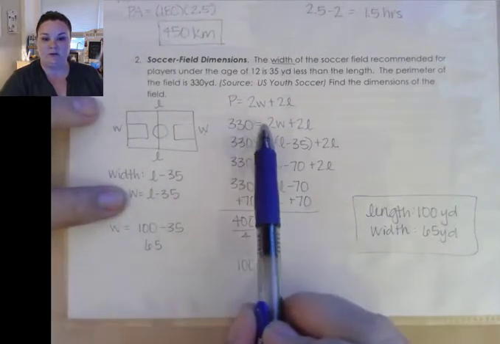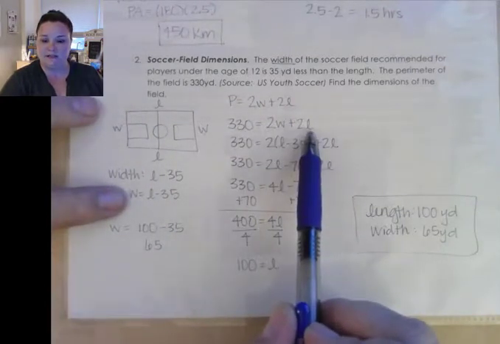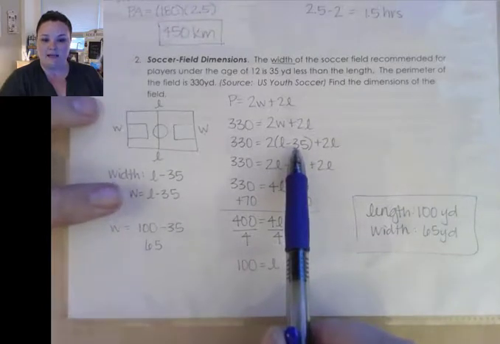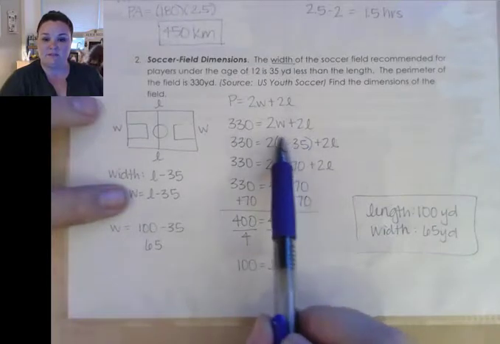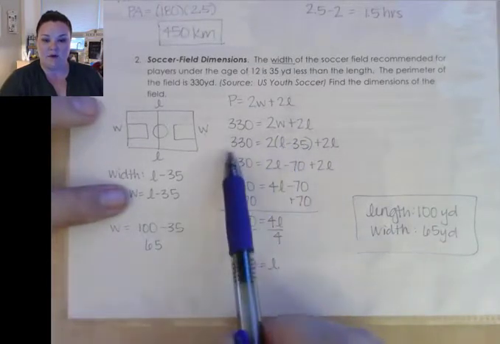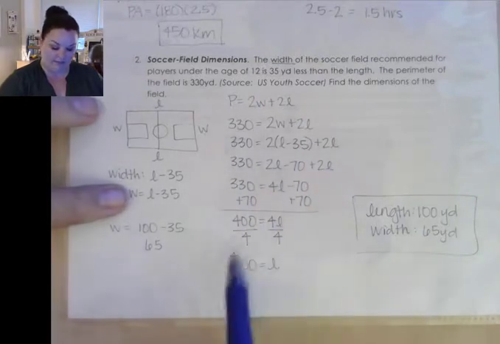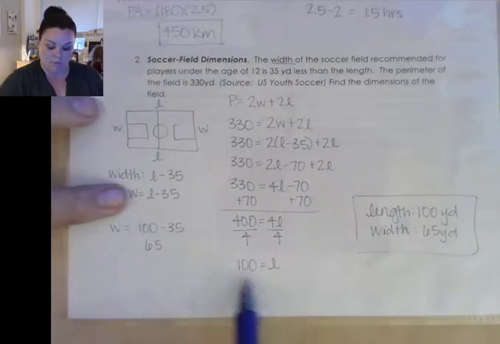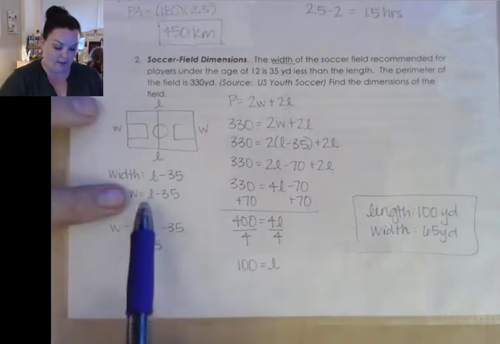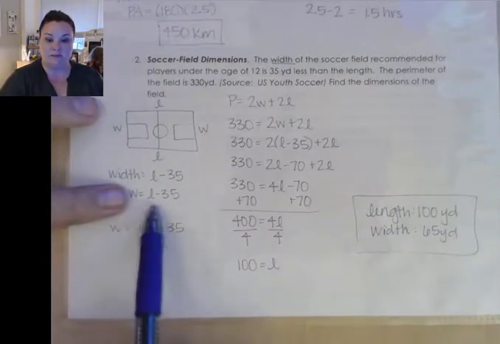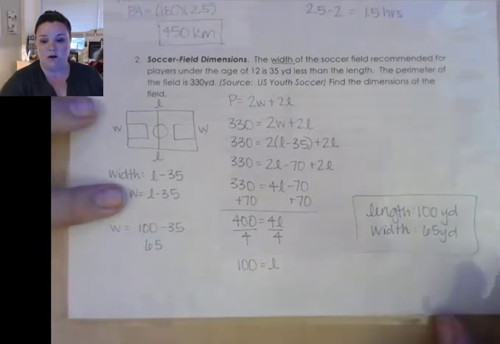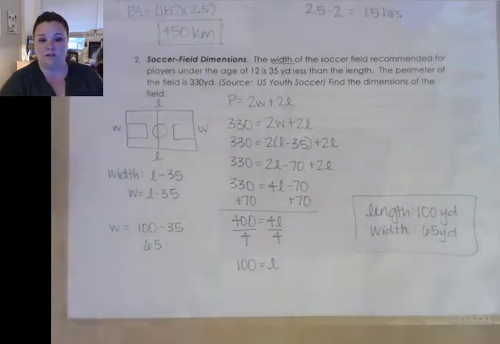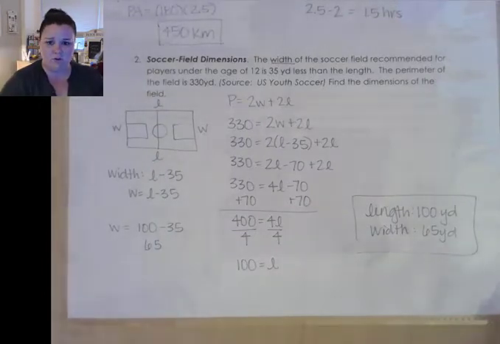We know that our perimeter is equal to 2 of our widths plus 2 of our lengths. And now that we can write our width as L minus 35, we just substitute that in for W. And now we can work out this equation to find out that our length is 100. Once we know what our length is, then we can plug it back in up here to figure out what our W or what our width is. So our length should be 100 yards, our width should be 65 yards. If you need to spend more time on these, go ahead and pause the video so you can process it. I'm going to go ahead and move on to number 3.